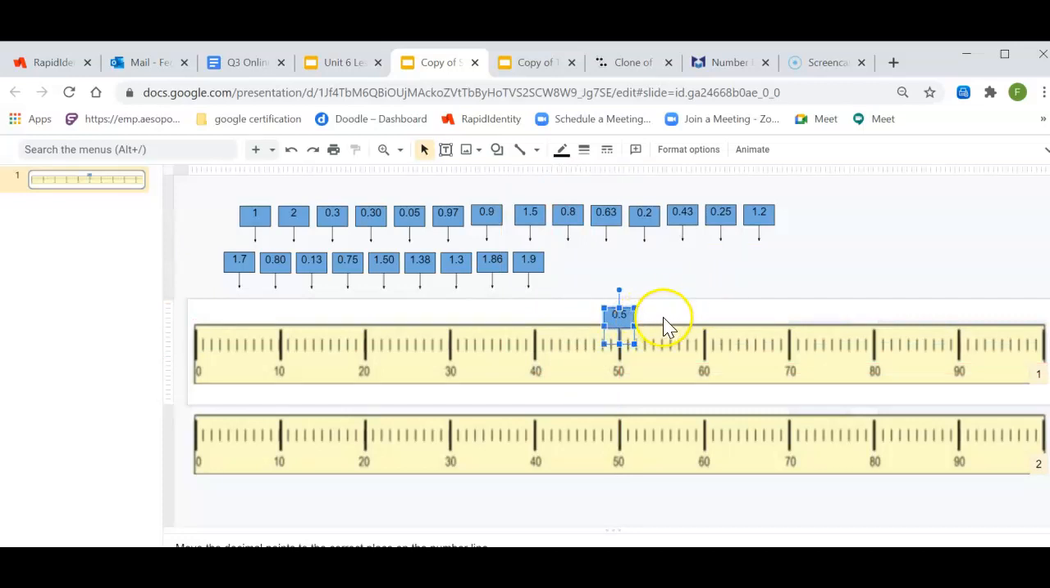All right, so 5/10 is basically 1/2 of 1. So I'm putting it right here in the middle. Okay, so that's 5/10, and this is our first whole. So 1 is 1 whole. So the number 1 should go right here on the end. And let's see, I'm going to move that over just a little bit.